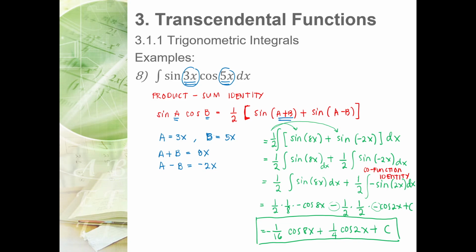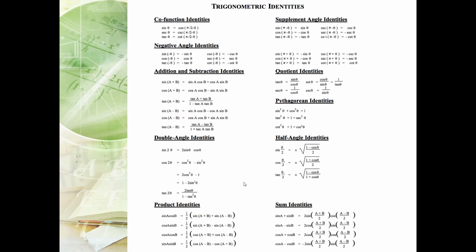Since you don't have any further questions, again, these are the different identities that you need to look into. I think these will be helpful later on when transforming complicated trig functions into a simpler version, and that simpler version will lead you to the basic formulas.